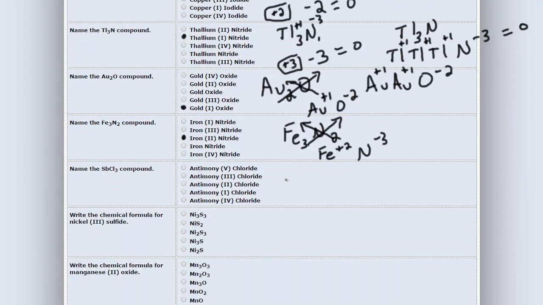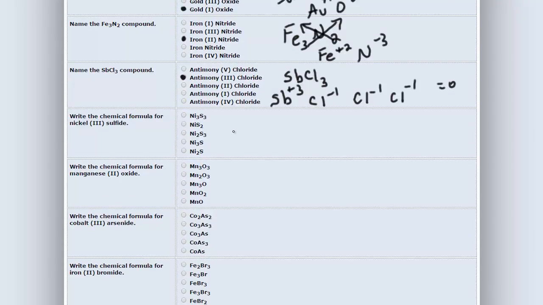Name the SbCl3 compound. SbCl3. Cl is chloride. Each one of those is a -1 charge. So we have 3 of these chlorides, and we have 1 of the antimonies. We have to get to 0, so this antimony must be a +3. Antimony 3 chloride. I'm pretty sure by now that you understand that knowing the periodic table and the periodic table of ions really helps in the naming process.